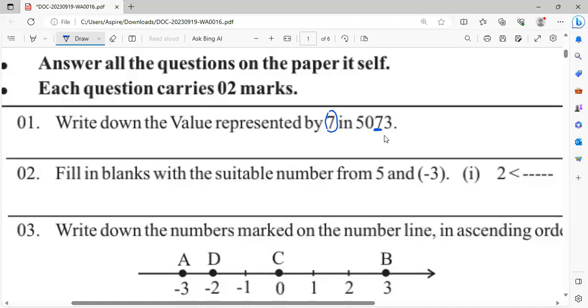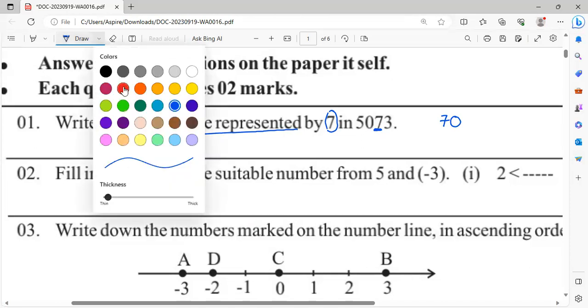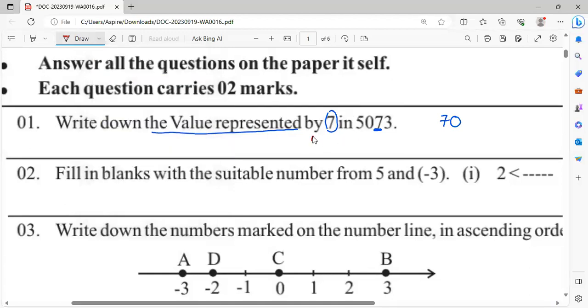The value represented by a particular digit is written according to the place where it is located. It is located in the tens place. That means 7 should be multiplied by 10 because its place value is 10. Then the answer is 70. Next, the value represented by 5: it is located in the thousands place. That means the value represented by 5 is 5000.